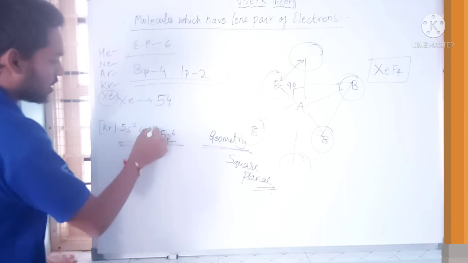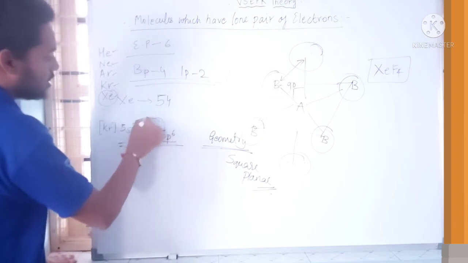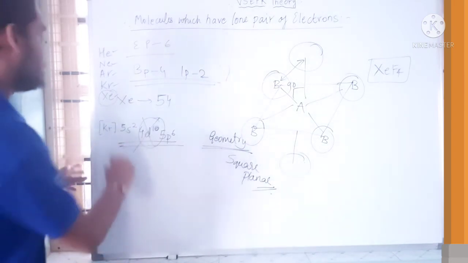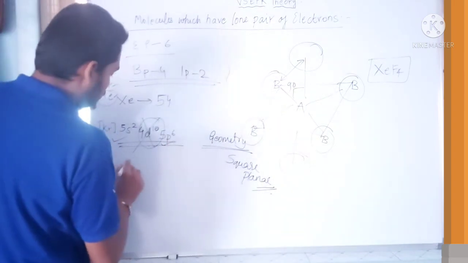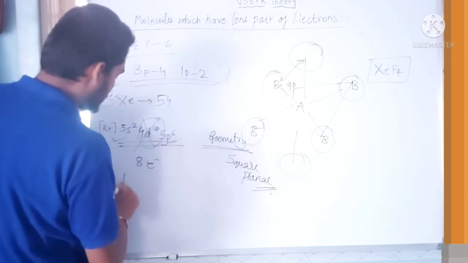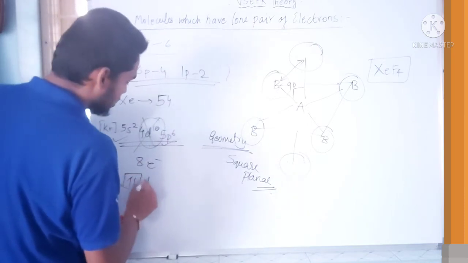This is the electronic configuration with D10. So let us neglect this D orbital because it has nothing to do with the valence shell. So I am going to consider just S and P. So there are 2 and 6. There are 8 electrons, right? 8 electrons. So the orbital diagram will be somewhat like this.